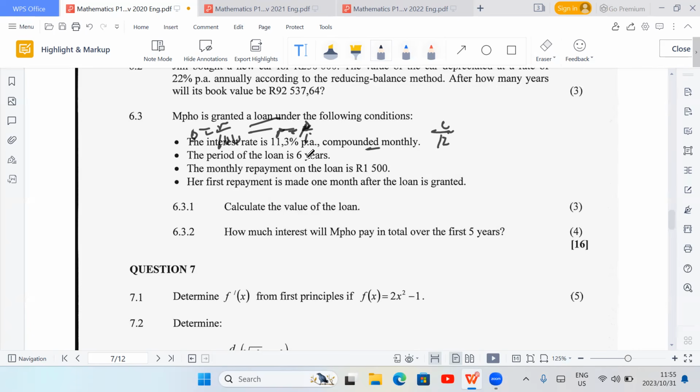And then the period of the loan is 6 years. But since they said compounded monthly, we know immediately 6 multiplied by 12, because we need to write this in terms of months. So this gives us 72 months. Then the monthly repayment of the loan is 1,005. This is our x. So you see, with financial maths, as long as you can extract your data very well, then there shouldn't be any complaint about that.